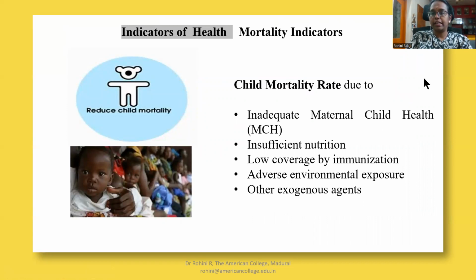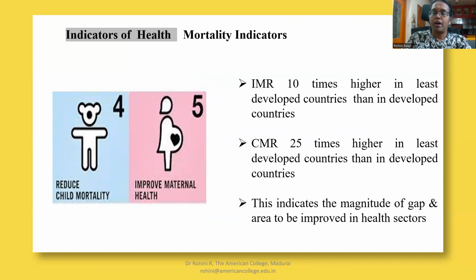Child mortality is due to inadequate maternal and child health, insufficient nutrition, malnutrition, low coverage of immunization, adverse environmental exposures, toxic environmental factors, or other exogenous agents which poison children, either in the respiratory or circulatory aspect, with a negative impact on their bodily health, or other situations.